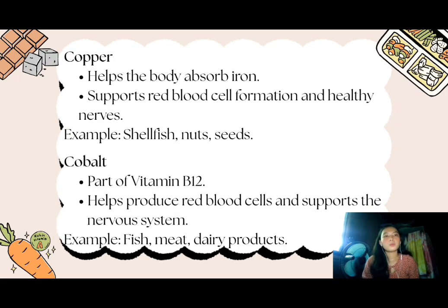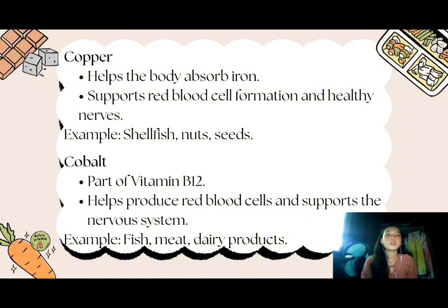Copper. It helps the body absorb iron. It also supports red blood cell formation and healthy nerves. We can find copper in shellfish, nuts, and seeds.